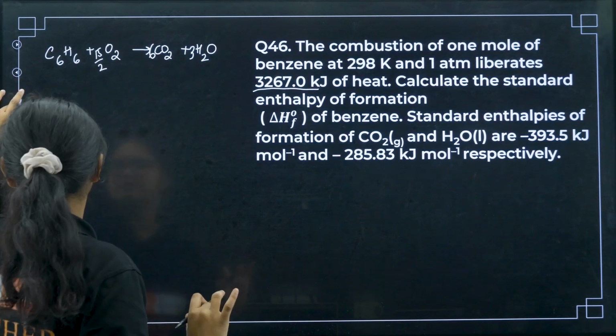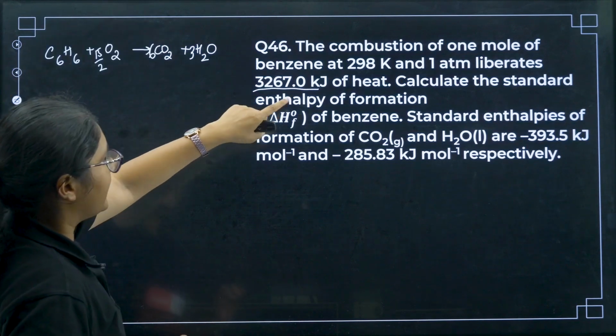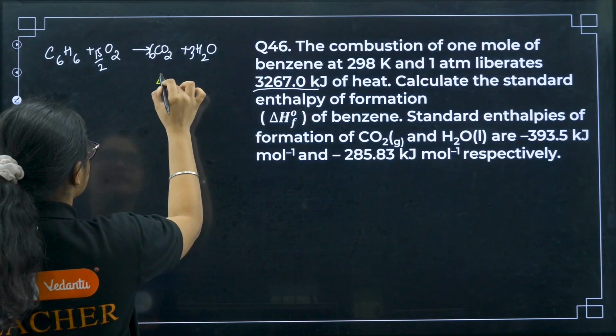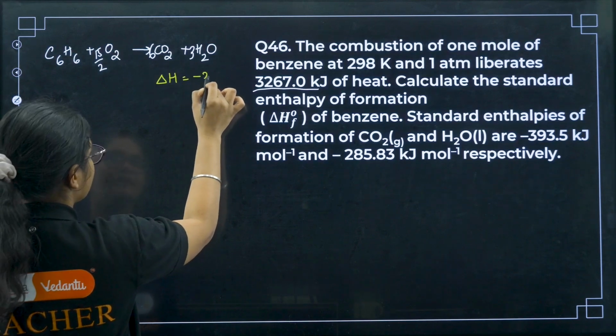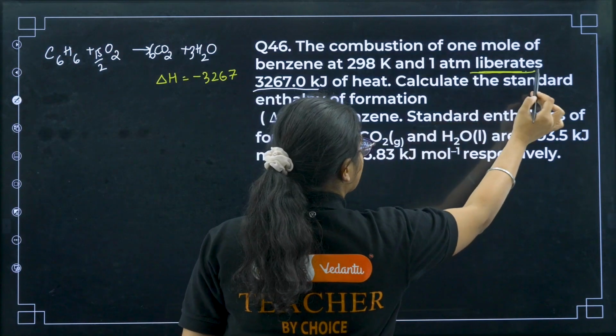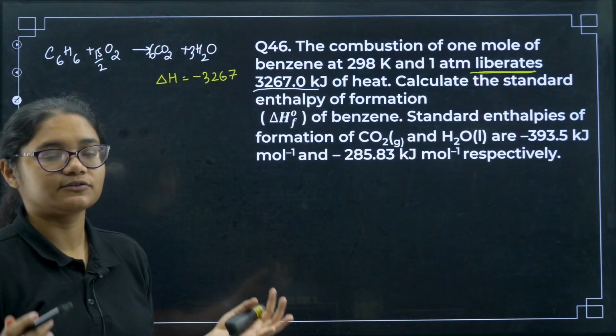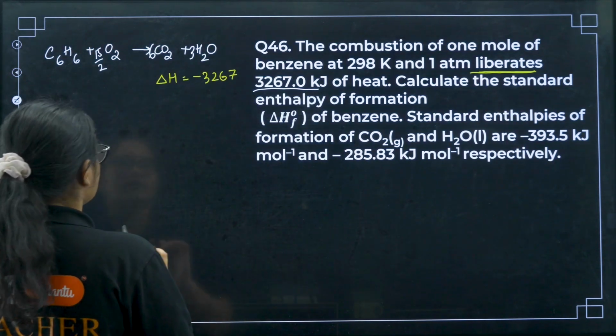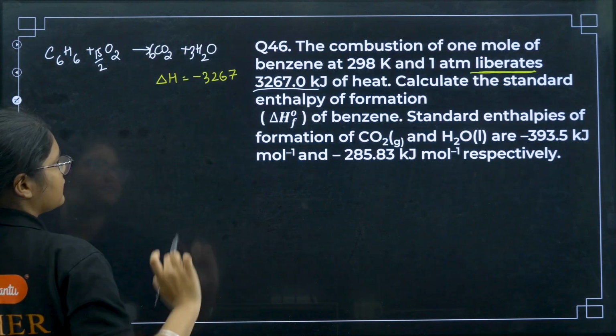Now what is the value for this reaction? Energy liberated is minus 3267. So what is delta H here? If you do not put the minus sign, you will get it wrong. Because the energy liberated means energy is released, so the value has to be negative. If you don't put negative, this will be wrong.